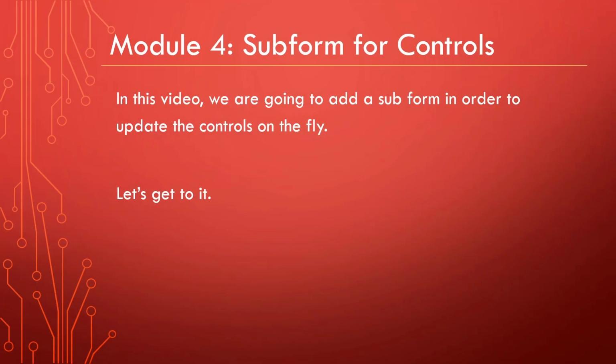In the first video, we added a language, and in the second video, we implemented the object names, which holds information for the form or the report. And in the third module, we implemented the controls. In this video, we are going to add the subform in order for us to update the controls on the fly. Let's see how I accomplish this.